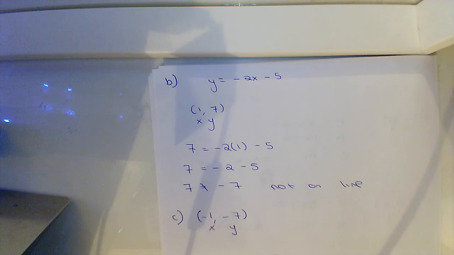Part B then, I have the point 1, 7. So x is 1, y is 7, and I'm subbing in. So 7 is equal to minus 2 bracket 1 minus 5, which is minus 7. 7 and minus 7 are not equal. That point is not on the line.